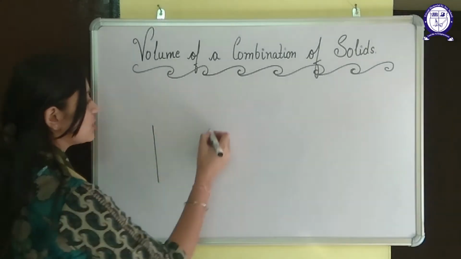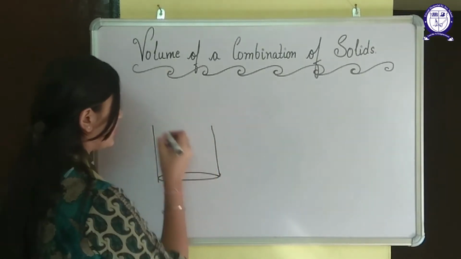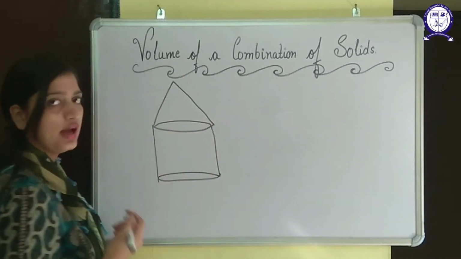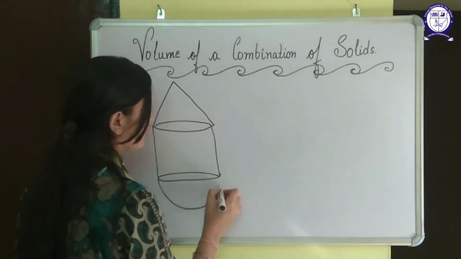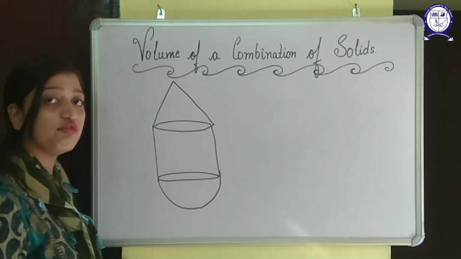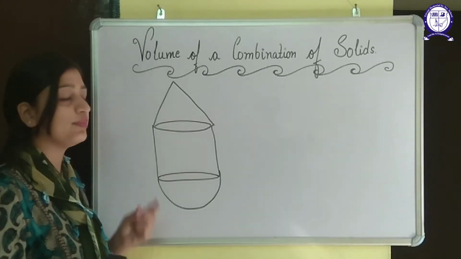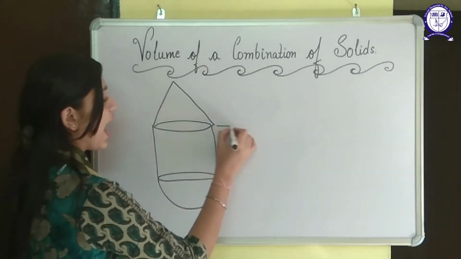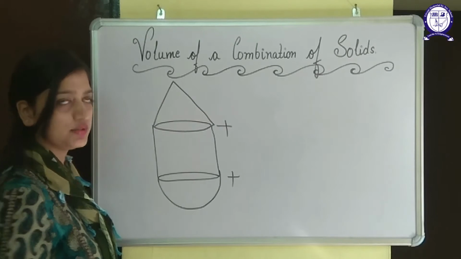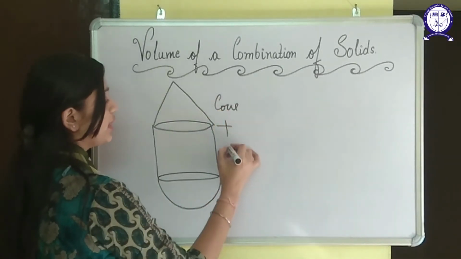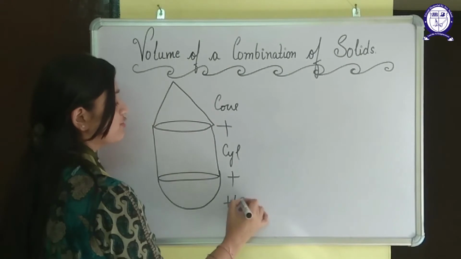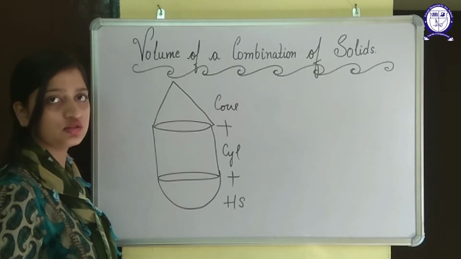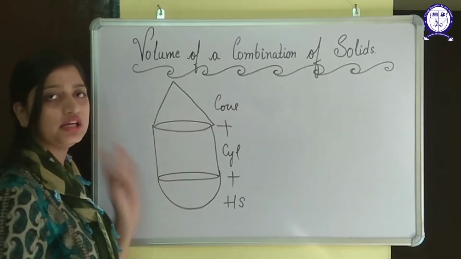Suppose there is a solid that is cylindrical in shape and it has a cone over it and it has a hemisphere on this side. Now the volume of this solid is the space occupied by this complete solid. If they are on the outer part, then we will add the volumes of all the figures. This is the cone plus cylinder plus hemisphere. In this case we will add the volume of each solid and then we will get the complete volume.